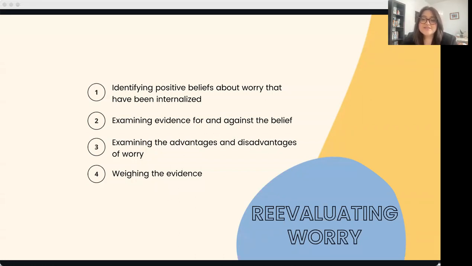And the goal here is not to prove that clients are wrong in their beliefs about worry. It's really just to examine whether or not their beliefs about worry actually provide the benefits that they associate with it.